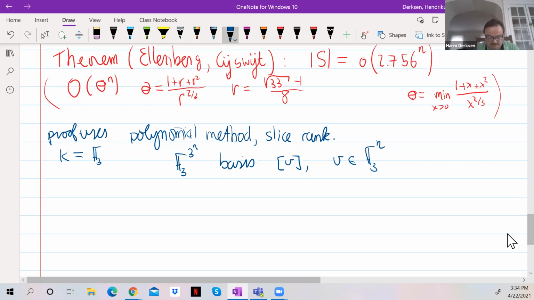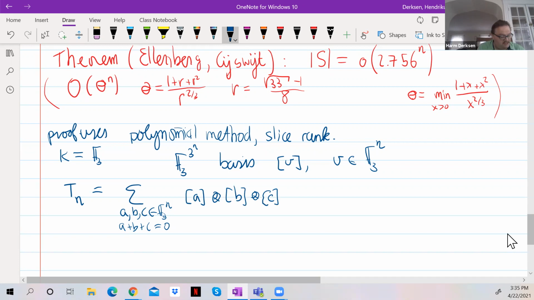And the tensor that we're going to consider, let's call it Tn, is the sum of all a, b, and c in F3 to the power n for which the sum is equal to zero. What does it mean that the sum is zero? That actually means that there is an arithmetic progression. The sum of three vectors is zero, so either a is equal to b is equal to c, or they form an affine line, in other words, an arithmetic progression. Then I can take this a tensor b tensor c, which lies in the space F3 to the power 3 to the power n, tensor F3 to the power 3 to the power n, tensor F3 to the power 3 to the power n. So we have this big tensor.